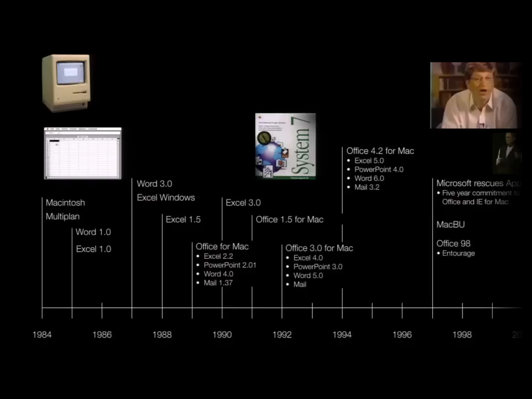Multiplan was later named Excel, and Excel made its debut on Macintosh. It didn't appear on Windows until 2 years later. Word also appeared on Macintosh in May of 1985. In 1989, Microsoft released the first version of the Office for Mac suite. It contained the 3 major applications we know and love today: Excel, Word, PowerPoint. 2 years later, Microsoft revved Office to support System 7 and MultiFinder. And into the mid-90s, they continued releasing new versions.